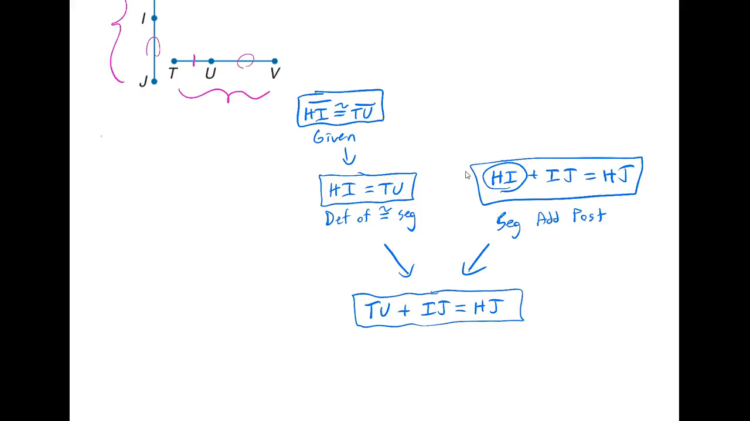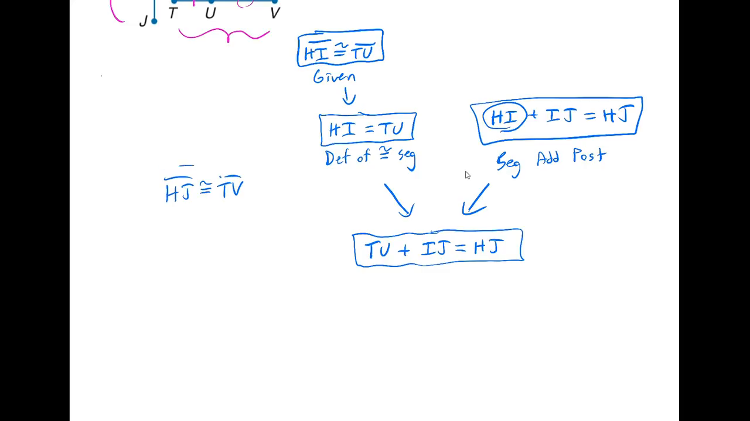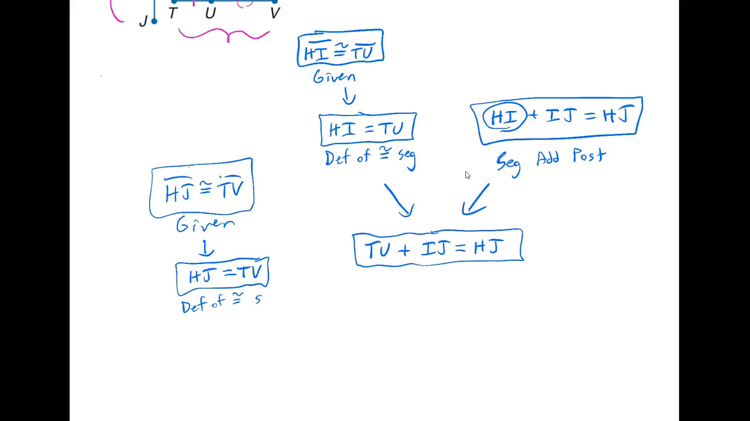Now what I'm going to do is use my other given. We know that HJ and TV are the same. So HJ is congruent to TV. That was given. And what that does is it tells us that HJ is equal to TV. Again, those are lengths, those are numbers. That was the definition of congruent segments.